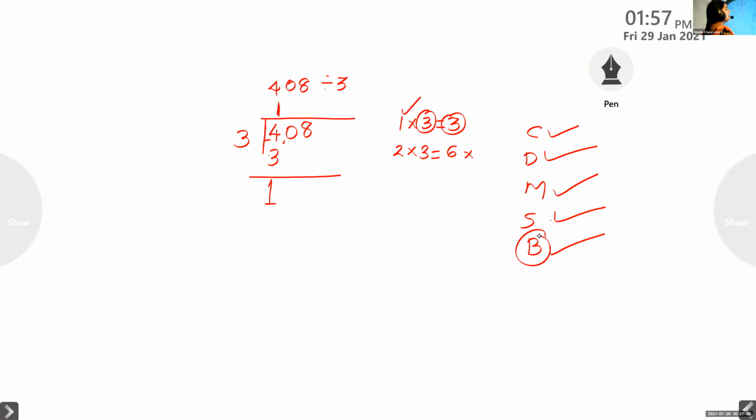What is the next step? B for Down. Bring down the next digit, 0. Now you have to divide 10 by 3.